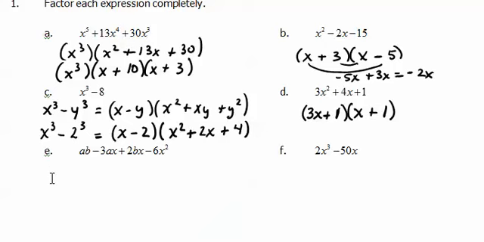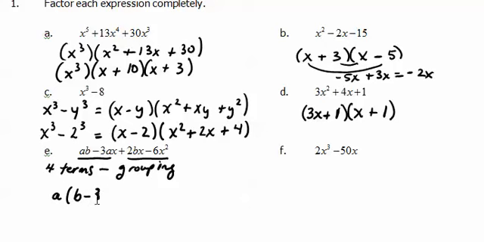4 terms. When you have 4 terms, you always use the method of grouping. So I take the first 2 and then the second 2, and I factor out the GCF. So in the first group, I have a GCF of a. I'm left over with b minus 3x.